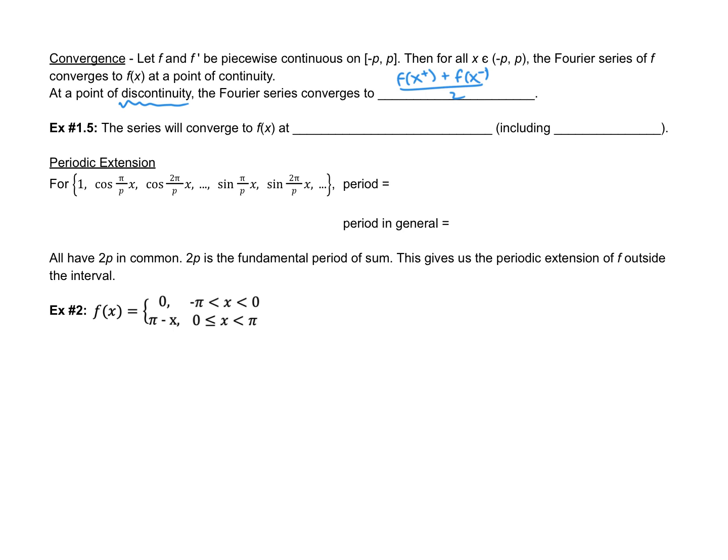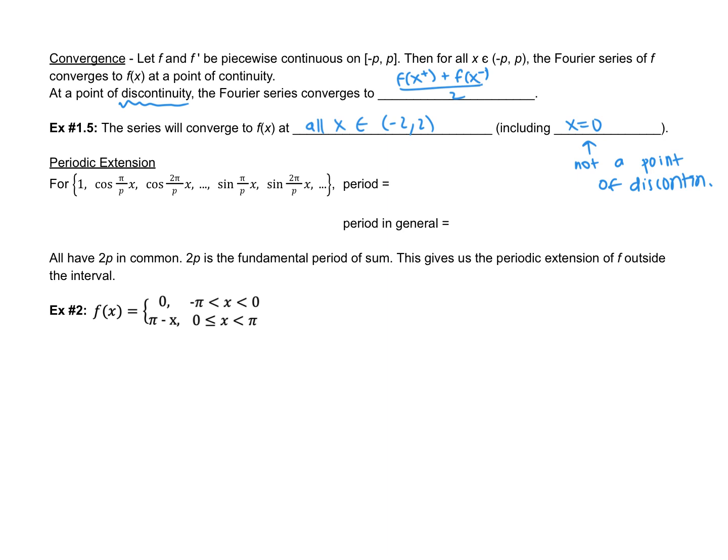So for the example that we just did, our series is going to converge to f of x at all x that are in that interval negative 2 to 2, and that includes x equals 0, because at x equals 0, it's not a point of discontinuity. Now, if you need a review of continuous and discontinuous functions, you need to look that up.